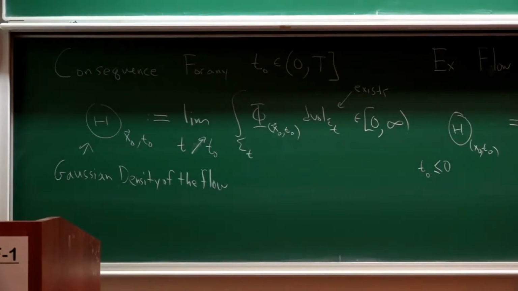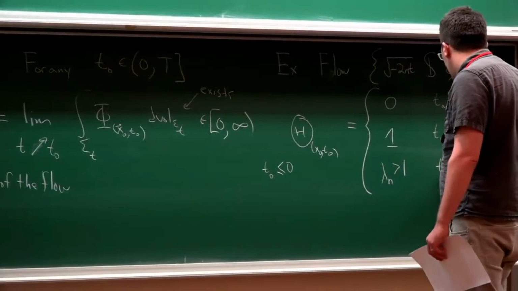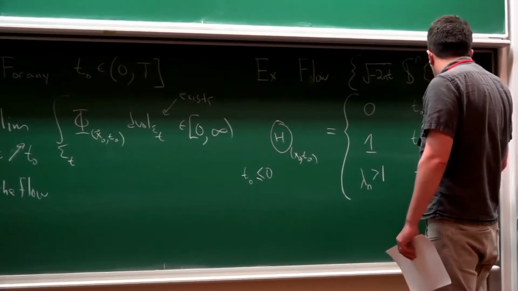So the density of a regular point is 1, and then the interesting value is that you get a specific number, lambda n, which is strictly bigger than 1 and has an explicit value, which I don't want to write down. This is when t0 is equal to 0 and x0 is the origin.